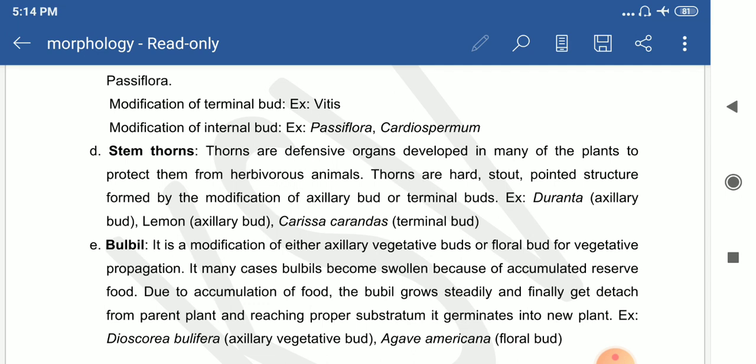So like that, this is the morphology of the stem or the shoot morphology. I hope you get the concept of shoot modification or stem modification. In the next video we'll continue with the leaf modification or leaf structure.